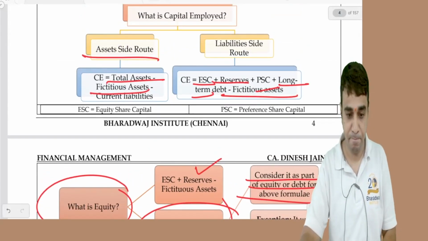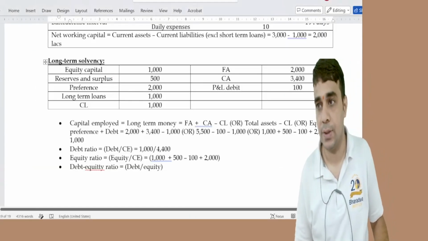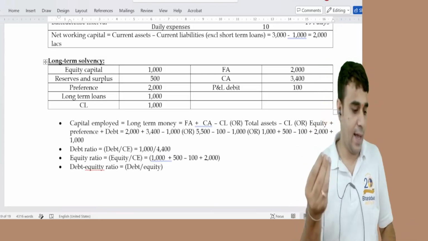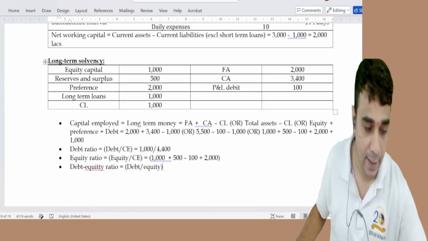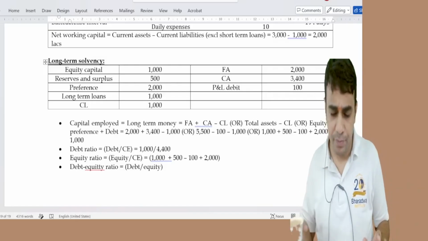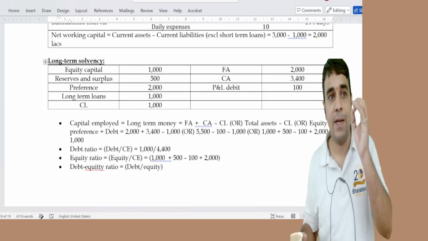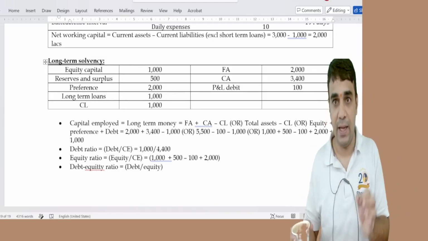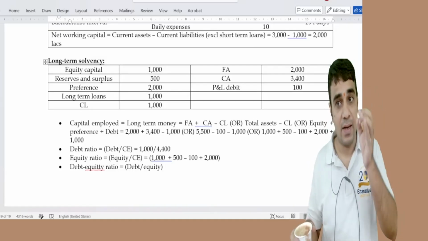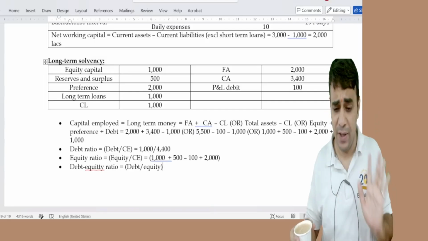I'll explain again. What we are doing in these ratios, we are seeing how the balance sheet is structured. A simple balance sheet format is this. Fixed asset is there, current asset is there, rarely P and L debit balance could be there, current liability is there, all this is there. Now, first thing I calculate is capital employed. What is capital employed? Fixed assets plus current assets minus current liability, or total assets minus current liability, or equity capital, reserves and surplus, preference capital minus the fictitious ones.